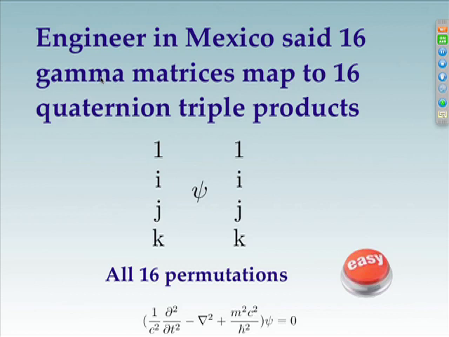It's like a 1ijk on one side, 1ijk on the other, multiply them through. Oh, 1 times 1 times 1, hey, that's going to be the same. But what happens when you start doing some of these permutations?